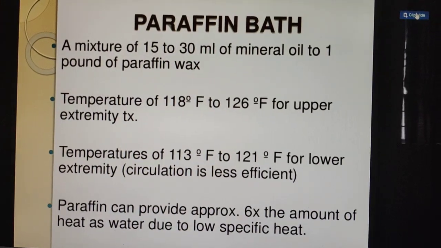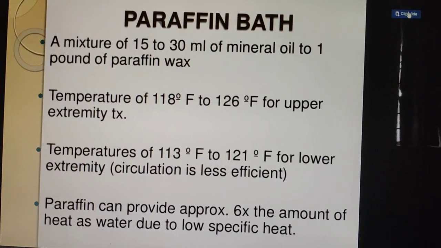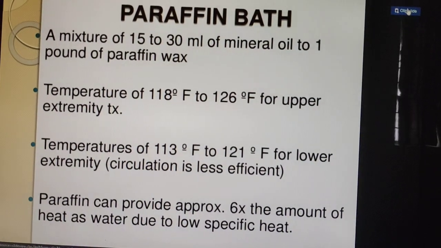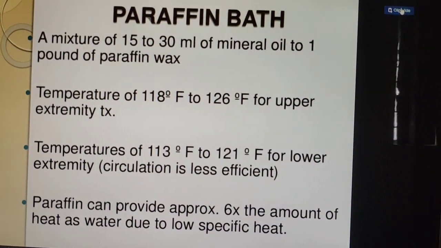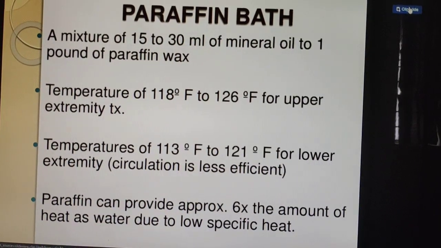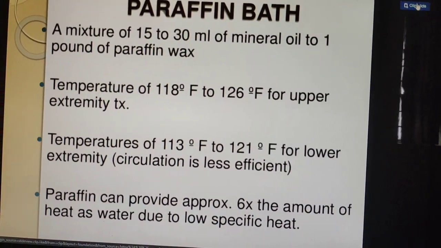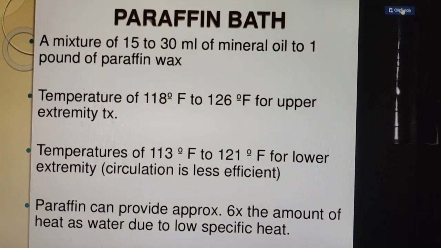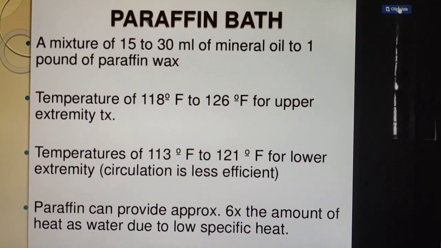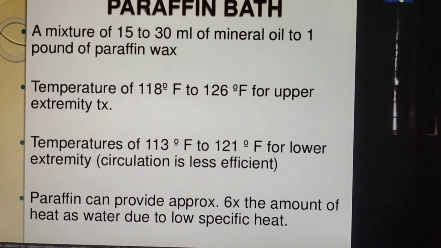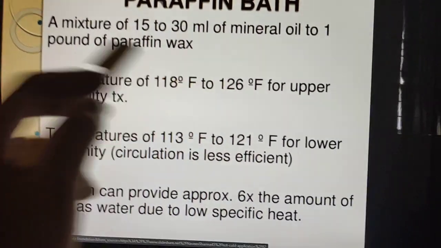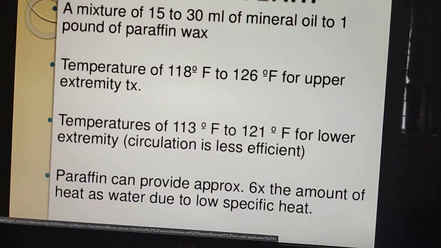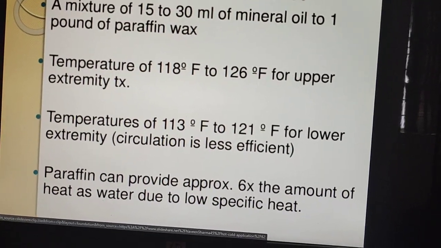The same thing, one of the types is a paraffin bath. There we use water, but here we are using paraffin. Very simple. A mixture of 15 to 30 ml of mineral oil to 1 pound of paraffin wax. Clear? So the temperature of this, how much? 118 degrees Fahrenheit to 126 degrees Fahrenheit for the upper extremity. For the lower extremity we use 113 degrees Fahrenheit to 121 degrees Fahrenheit.